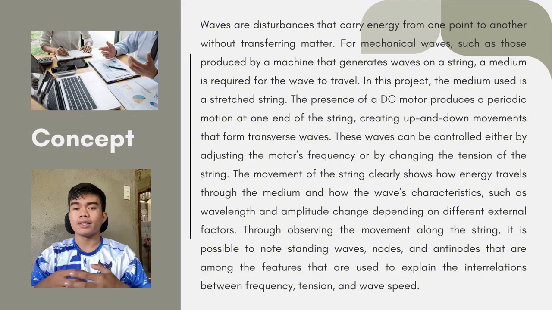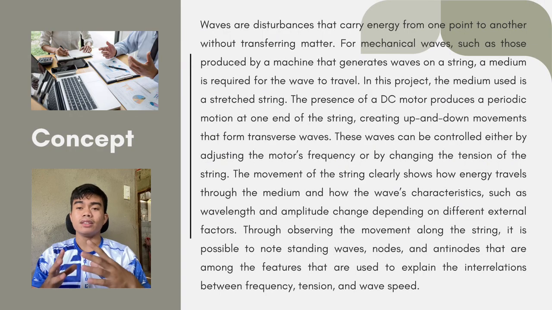For mechanical waves, such as those produced by a machine that generates waves on a string, a medium is required for the wave to travel. Mechanical waves basically need a medium like air, water, or a string to exist. So in our project, the string serves as that medium. Without it, the wave can't form or propagate. In this project, the medium used is a stretched string.